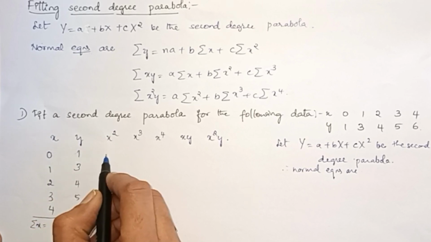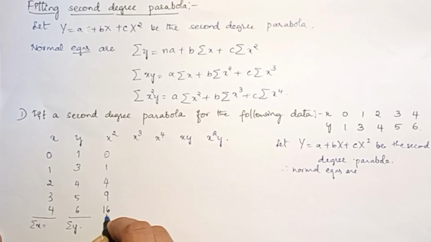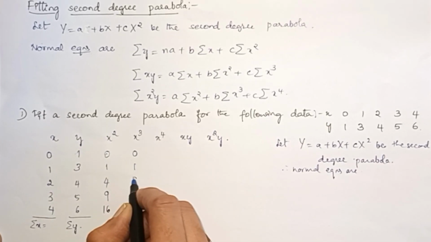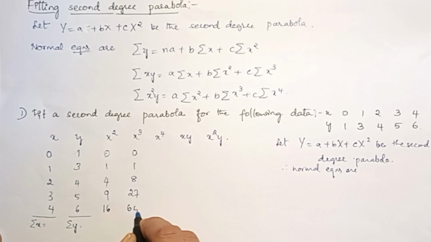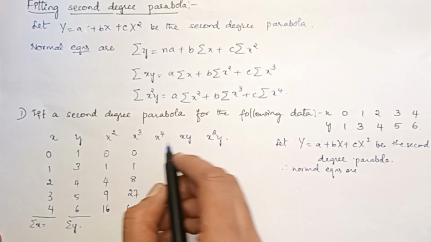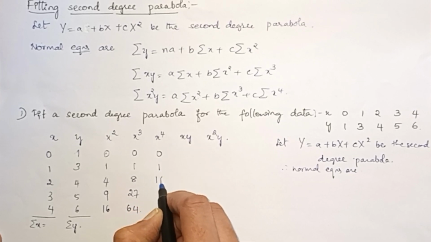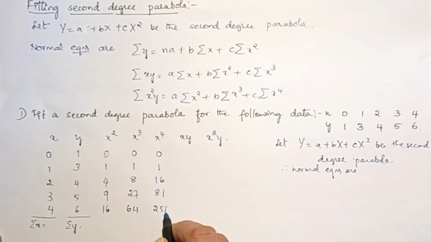X square: 0 square 0, 1 square 1, 2 square 4, 3 square 9, 4 square 16. Then x cube: 0 cube 0, 1 cube 1, 2 cube 8, 3 cube 27, 4 cube 64. Next, I want x to the power 4. This is 0, 1, then you have 16 here, then 81, then here 256.